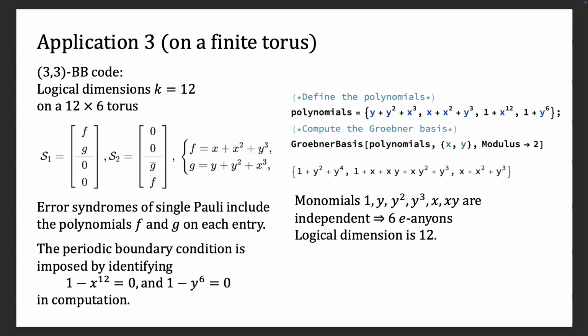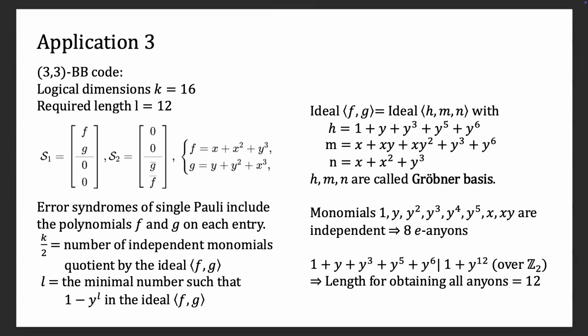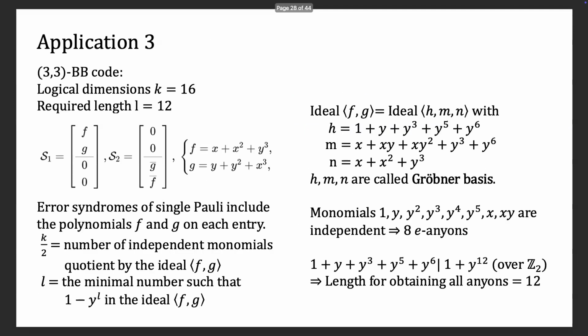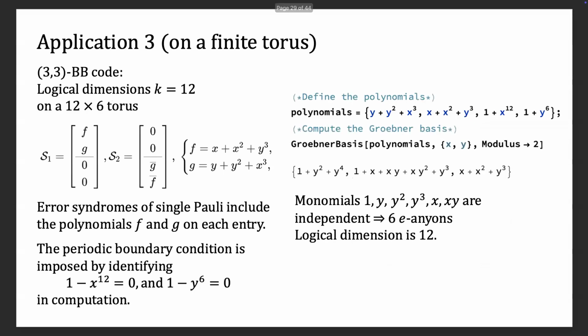Compared to the previous one, which went from 1 to y to the degree 5, now it only has y to the degree 3. This means the monomials generated are actually fewer than in the original. So if we restrict to a finite torus, we can see the number of anyons decreases. It decreased from 8 to 6. That's the reason why we only get 12 logical qubits for this BB code on the finite torus.